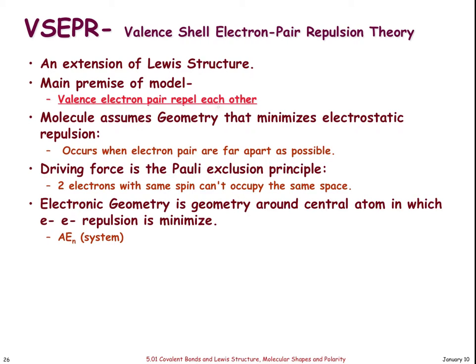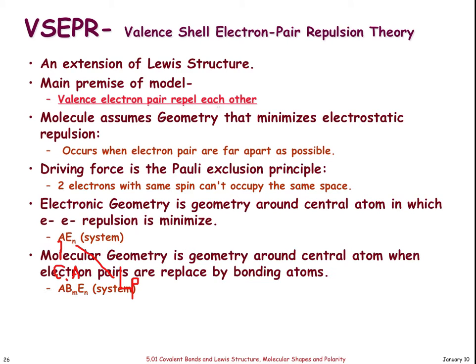You can put it in something called an AE system, where A represents the central atom, and E represents the lone pairs around the central atom. And if you know the AE system, you can use a chart to figure out the molecular geometry. So the AE system tells you how many lone pairs or how many regions of electron density are around a central atom.